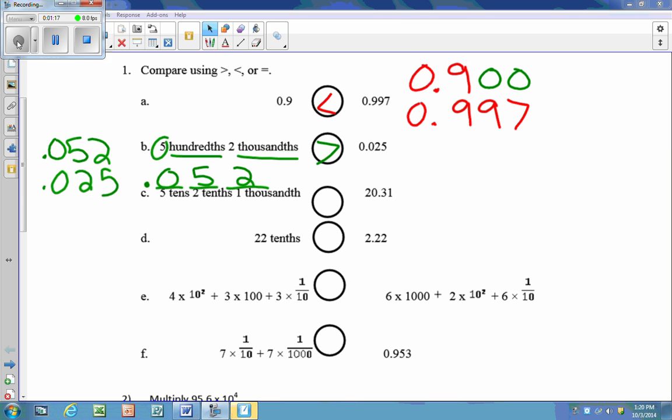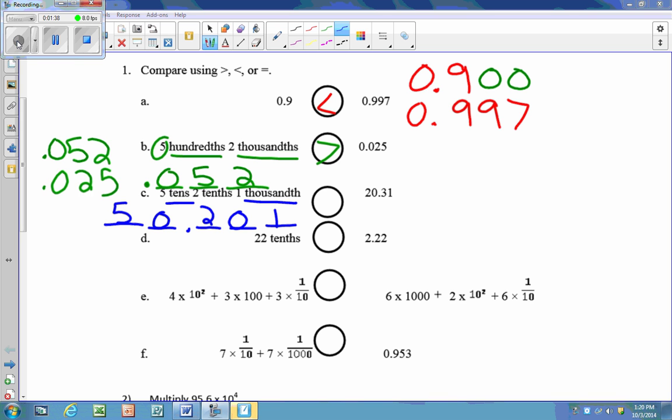So then I go to my next one, and this time I'm starting in the tens place. So I start here, and I'm going to the thousandths place. So I have tens, ones, tenths, hundredths, thousandths. So when I do that, I have a 5 in the tens place, a 2 in the tenths place, and a 1 in the thousandths place. And I say, what do I fill in now? So I need to fill in some zeros. Now on the side over here, I'm going to stack them. And when I stack them, I see that 50 and 201 thousandths is larger.